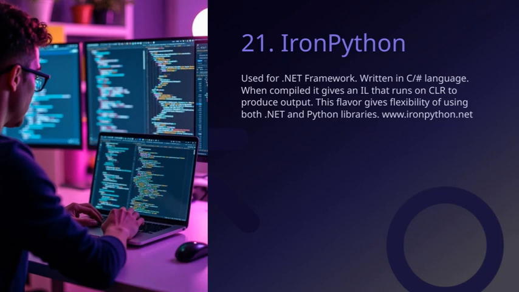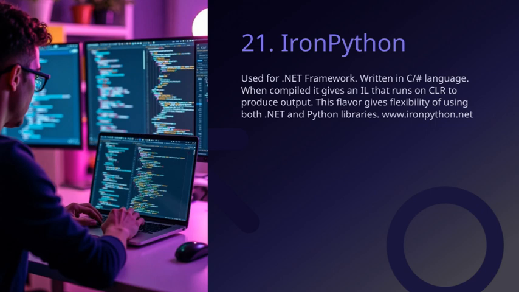IronPython is designed specifically for the .NET framework, which means it integrates seamlessly with the Microsoft ecosystem. It's written in C#, a language many developers are familiar with, making it easier to work within this environment. When you compile IronPython code, it generates intermediate language, or IL, which runs on the Common Language Runtime, or CLR. This process allows your Python code to leverage the power and performance of .NET.